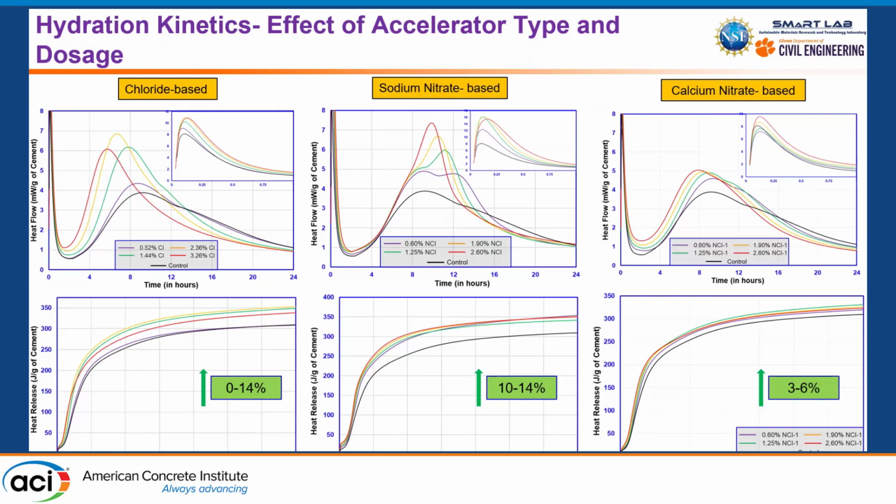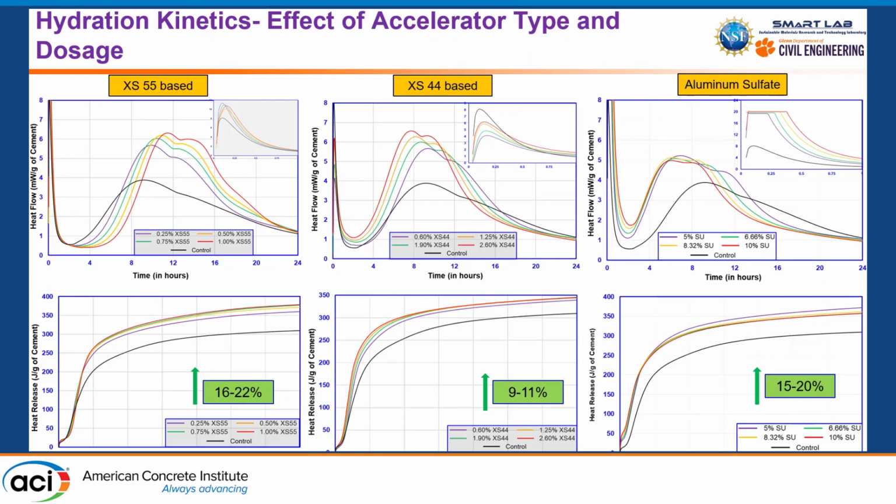strength development. So with our chloride-based admixtures from low to high dosages, we found that heat of hydration increased by 14%. For sodium nitrate-based admixtures, it increased by 10 to 14%, and for calcium nitrate-based admixtures, it increased by 3 to 6%.